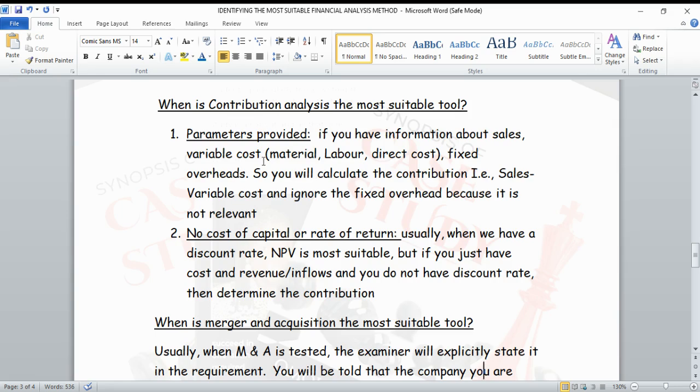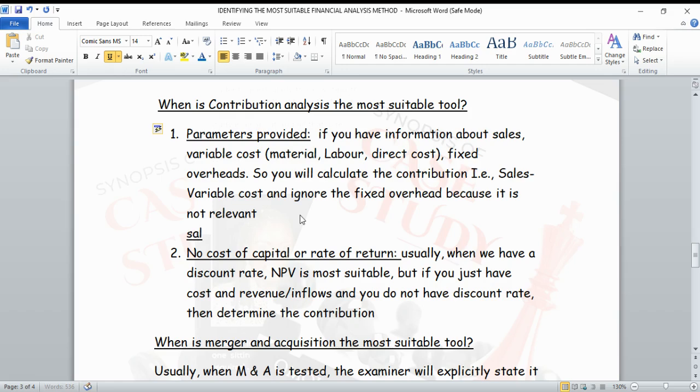So let's look at the first one, the parameters provided. Now, what's contribution analysis? Contribution analysis is basically saying determine your contribution and why. Now, in accounting, contribution is what? The sales minus the variable cost. I don't know if you remember something like this, that you have sales.